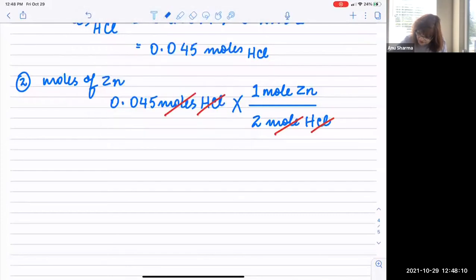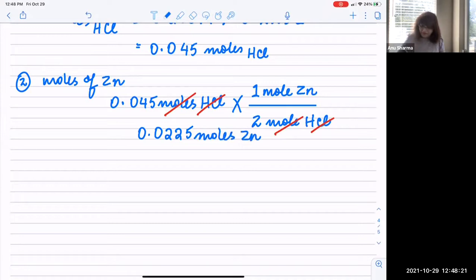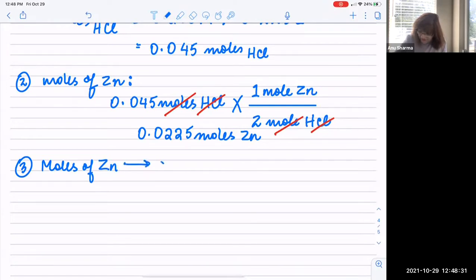So 0.0225 are the moles of zinc. Okay, now we have the moles of zinc, and you convert them to the grams of zinc using the molar mass of zinc.